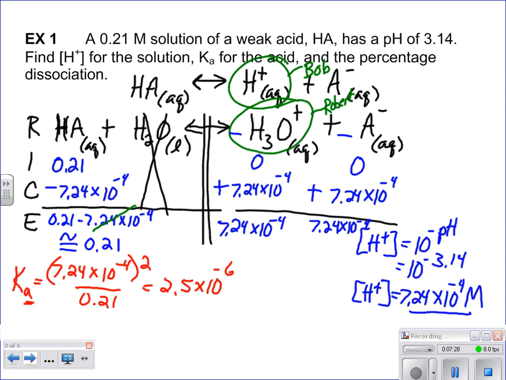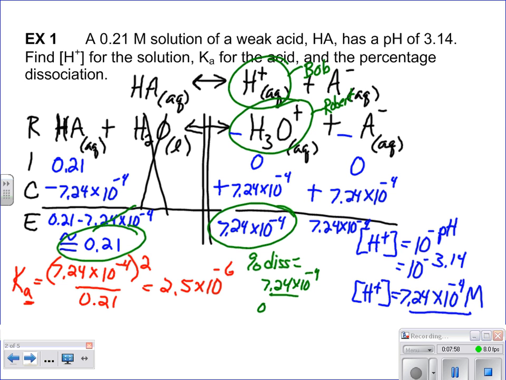And then the last little bit of this, we're asked to calculate our percent dissociation, and I think I can fit that right in here, that our percent dissociation is going to be equal to the concentration of your hydrogen ions, so here they are, divided by the concentration of your solution, here it is. So you just go ahead and plug that in, and you say 7.24 times 10 to the negative fourth divided by 0.21, and you take that and multiply that times 100, and we get a very small percentage that actually dissociates, that breaks apart, 0.34%.